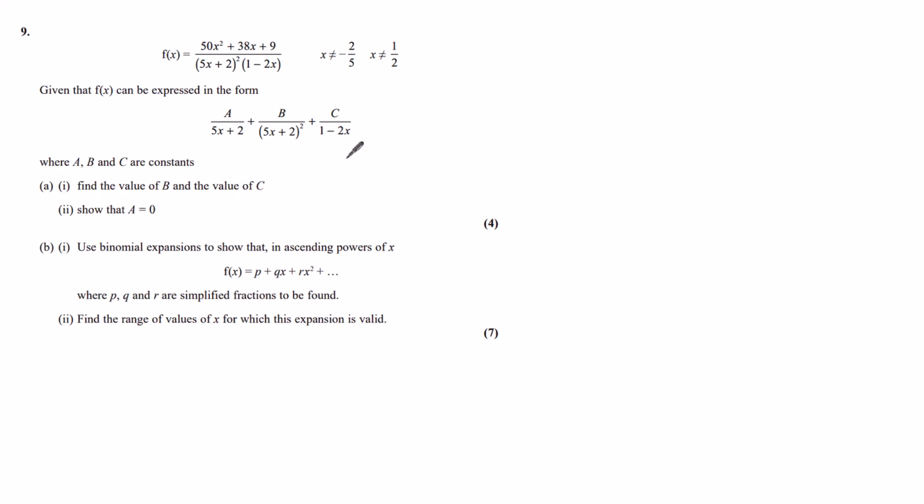Well, this is a partial fractions question here, and actually they've been quite nice in giving you the initial format of your partial fraction. So, we're given that it can be expressed in this form. Typically when we want to find a, b and c, the first step would be to multiply through by this denominator on the left hand side here.